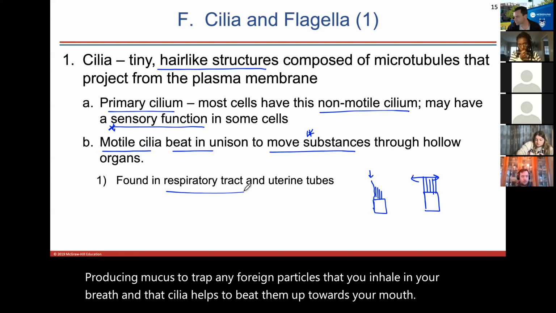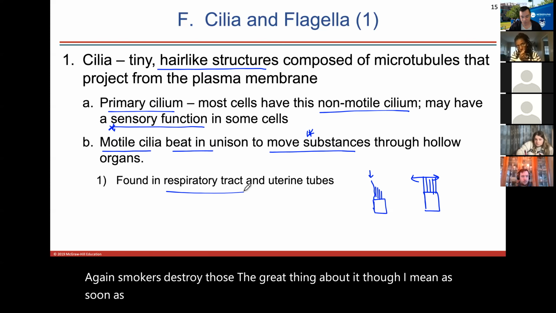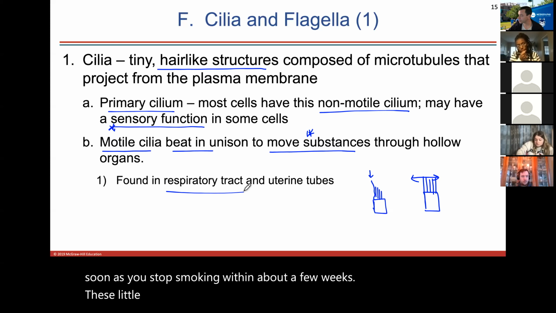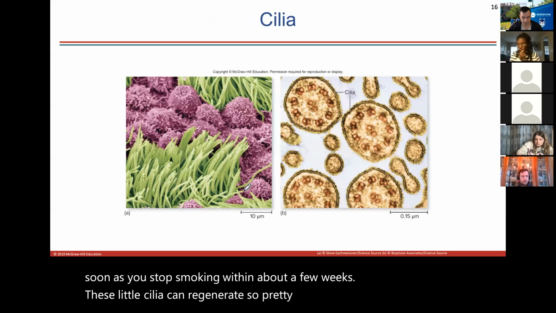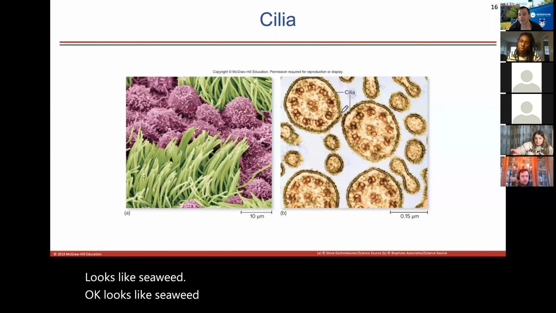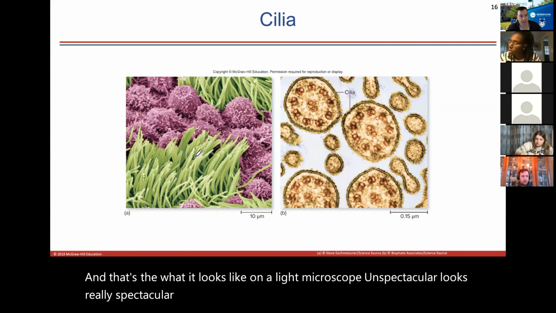Again, smokers destroy those. The great thing about it though, as soon as you stop smoking, within about a few weeks, these little cilia can regenerate. So pretty resilient things. Looks like seaweed, okay? Looks like seaweed there. And that's what it looks like on a light microscope, unspectacular. Looks really spectacular here, scanning electron microscope.